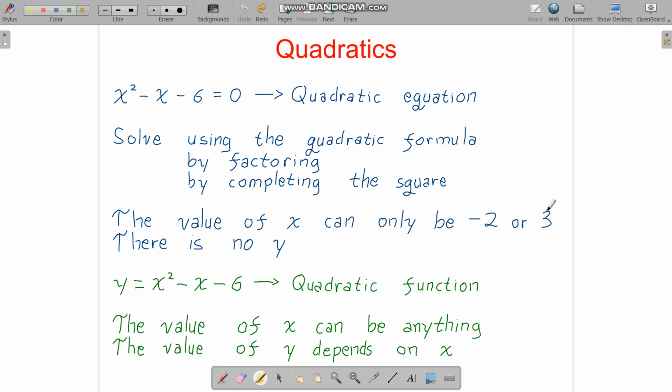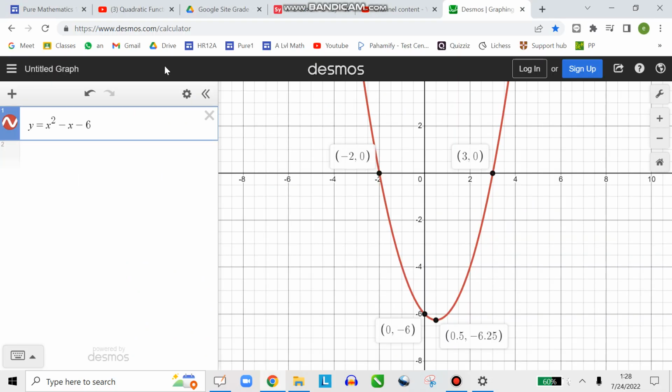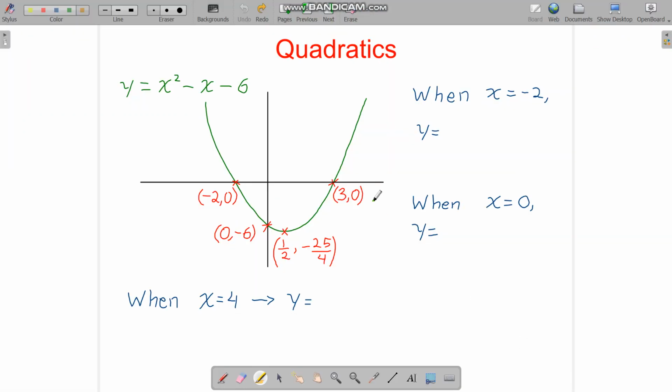In a quadratic function, we have y equals. The value of x can be anything and the value of y depends on x and vice versa. In this example of a quadratic function, y equals x squared minus x minus 6, as you can see in this Desmos graph, you can try on your own. We have minus 2, 0, 3, 0, 0, minus 6, 0.5, minus 6.25. These are called the essential features of a quadratic function.